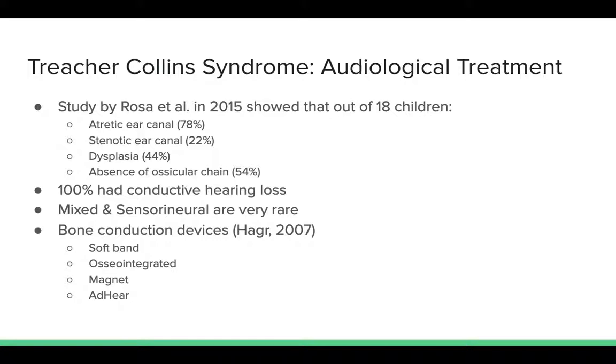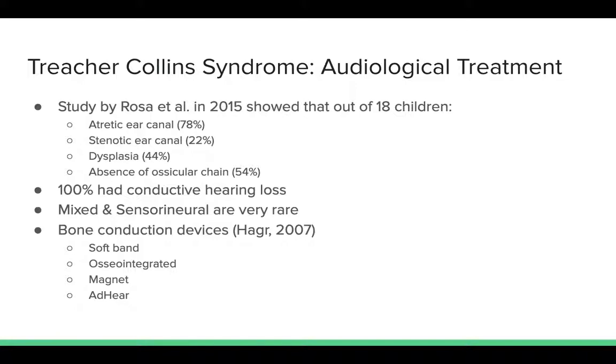So for audiological treatment, in a study by Rosa et al. in 2015, they evaluated 18 children ages 1 month to 14 years with the mean age of 1.7 years with Treacher Collins syndrome. The results indicate that 78% of them have atresia, 22% have stenosis, 44% have dysplasia of the ossicles, and 55% have an absence of ossicles. 100% of these patients in this study have a conductive hearing loss of some degree.